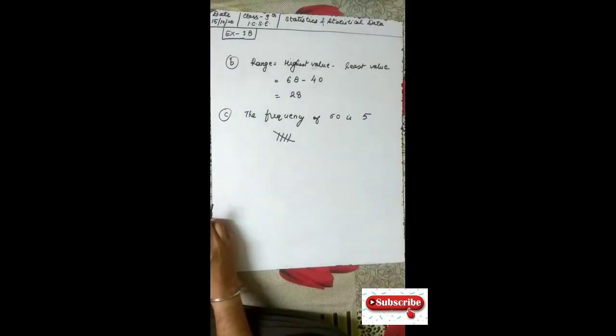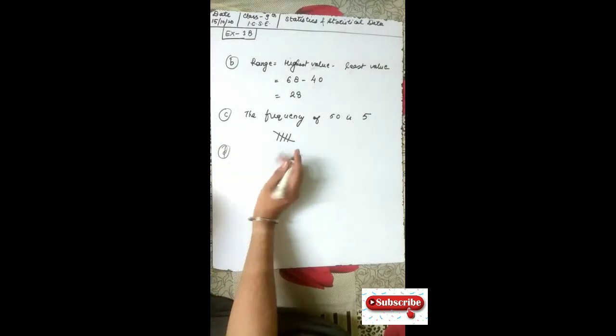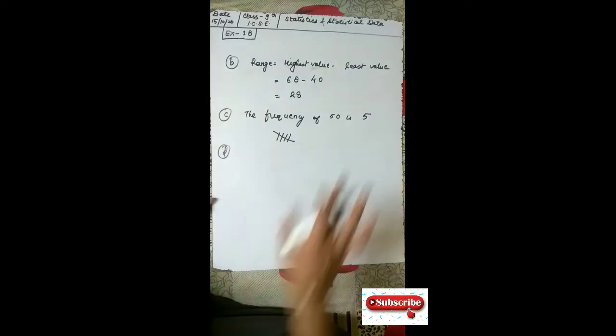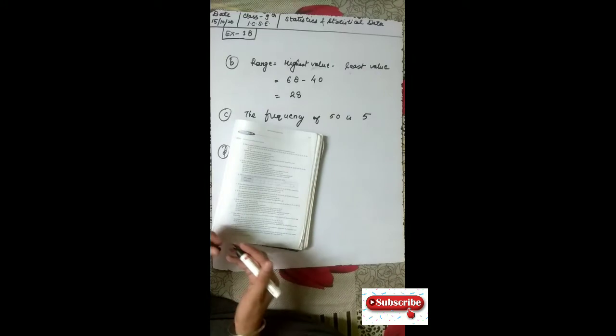Write the data in arrayed form. How will you write the data in the arrayed form? In the ascending order. Could you please write this in the ascending order? So that will be the answer of the D1.